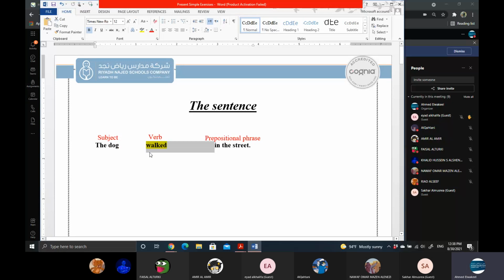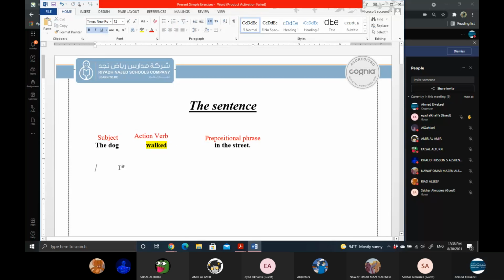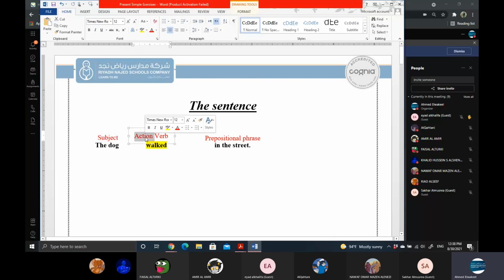And we actually have two types of verbs. We have an action verb, and the other one is called a linking verb. In this sentence, walked is an action verb, and we're going to know the difference between both. So we have a subject that is performing an action verb, and the action verb is continued by a prepositional phrase, by an object, by an adverb, by an adjective, by anything in the sentence.